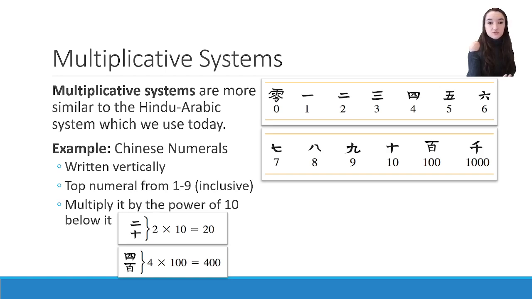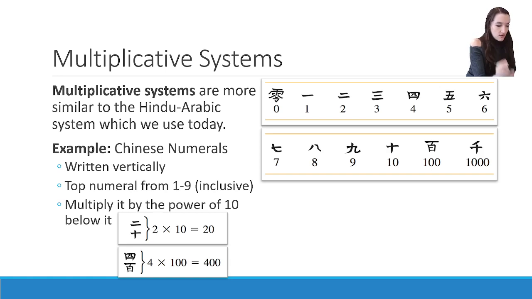So, multiplicative systems are more similar to the Hindu-Arabic system which we use today. The one we're going to go over here is the Chinese numerals. So, these are written vertically. The top numeral from 1 through 9, the top numeral means 1 through 9, and then we multiply it by the power of 10 below it. Okay, so what does that mean?